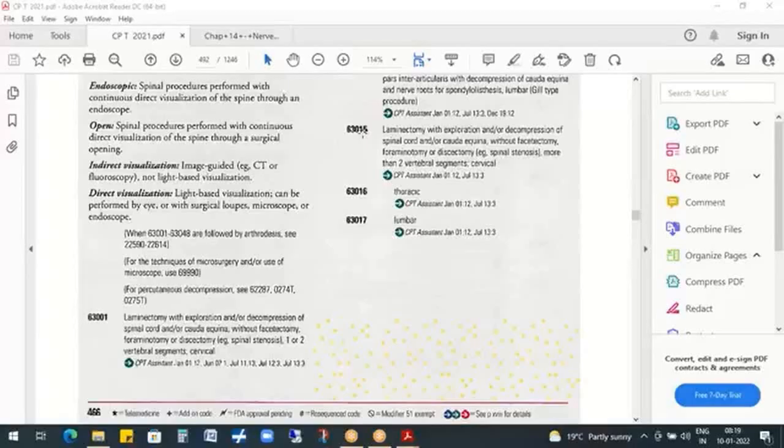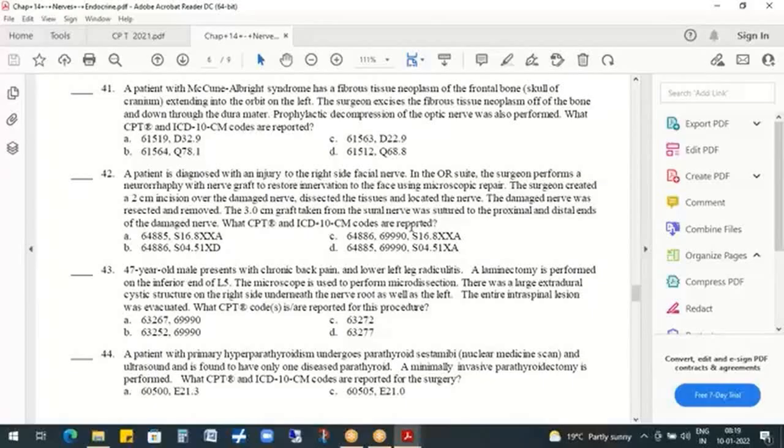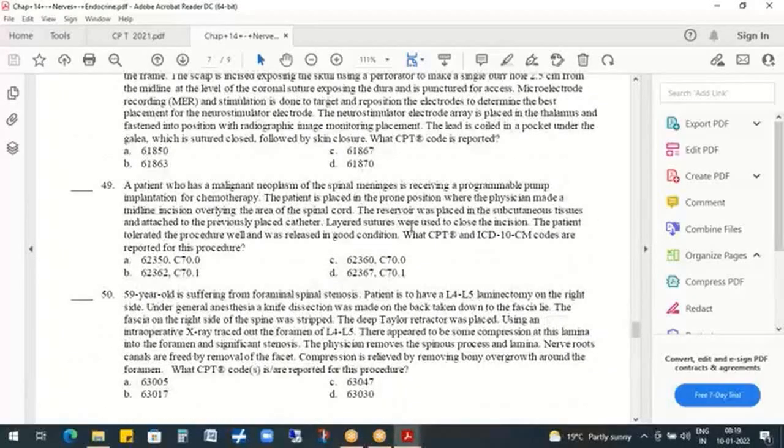Are you able to understand the code description? 63015. Yes, sir. Do we understand this code description? Yes, sir. Okay, more than 2 vertebrae. Yes, sir. Now you can practice one question.